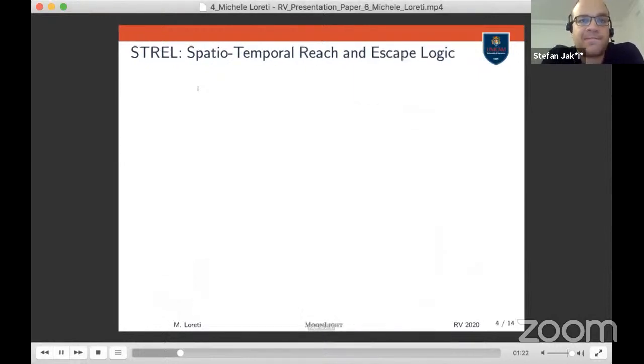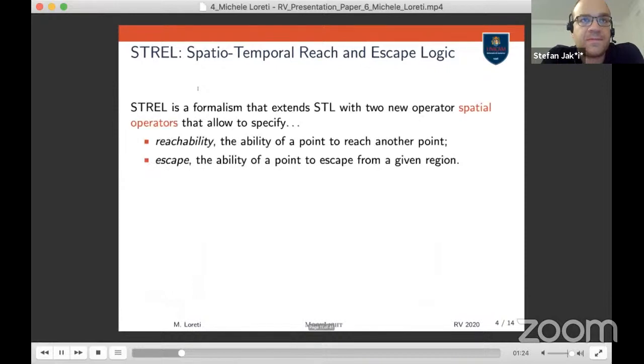One of these proposals is STREL. STREL is a formalism that extends signal temporal logic with two new spatial operators that allow one to specify properties about reachability, that is, the ability, starting from a point, to reach another location in the space, and escape. This is the ability of starting from a point and escaping from a given region while a given formula is satisfied.